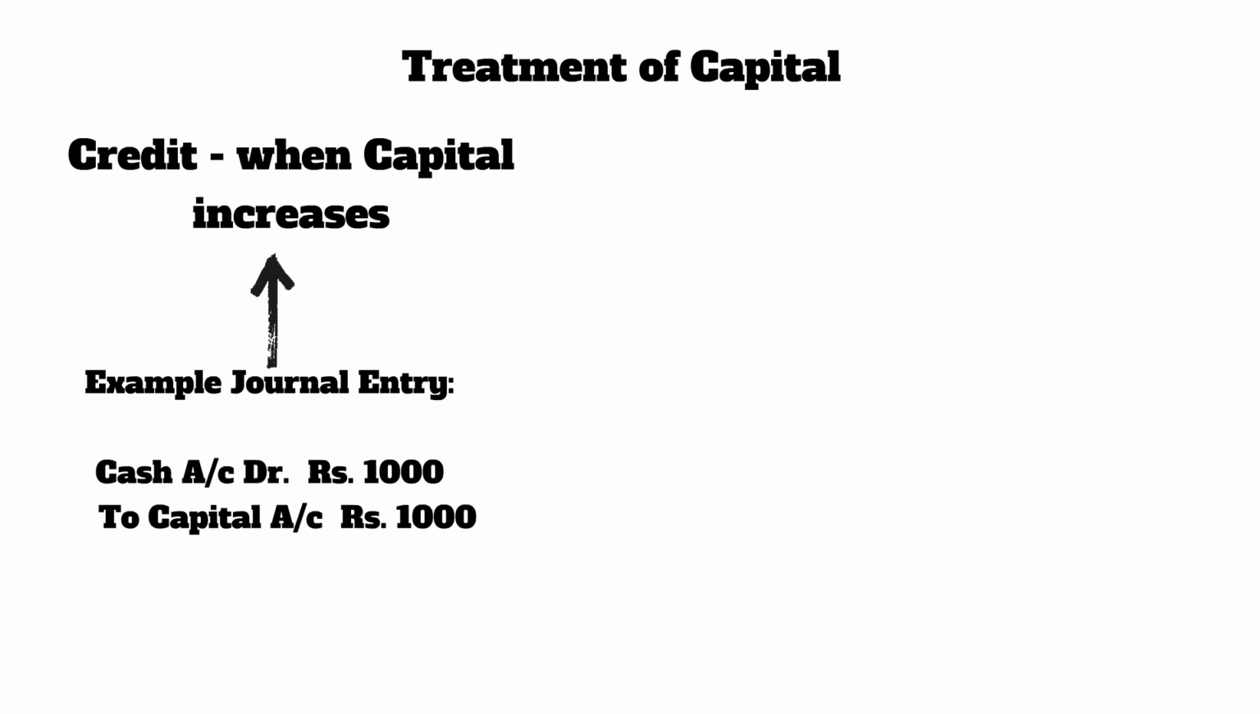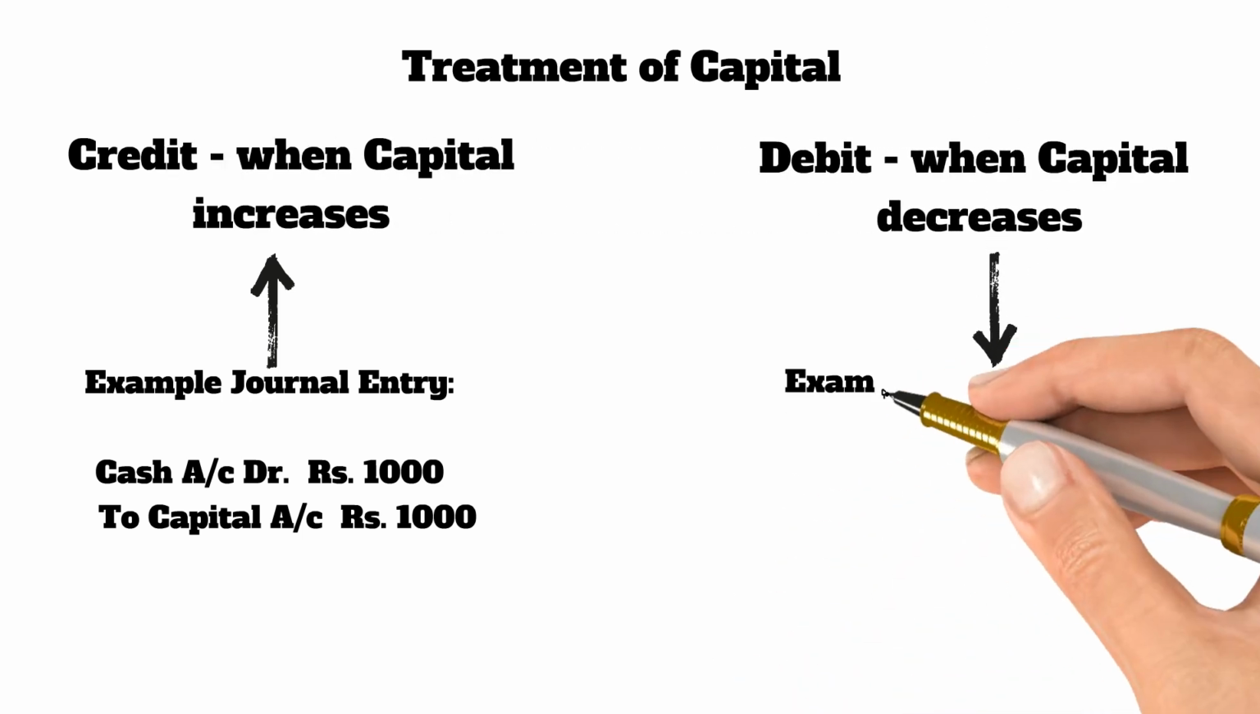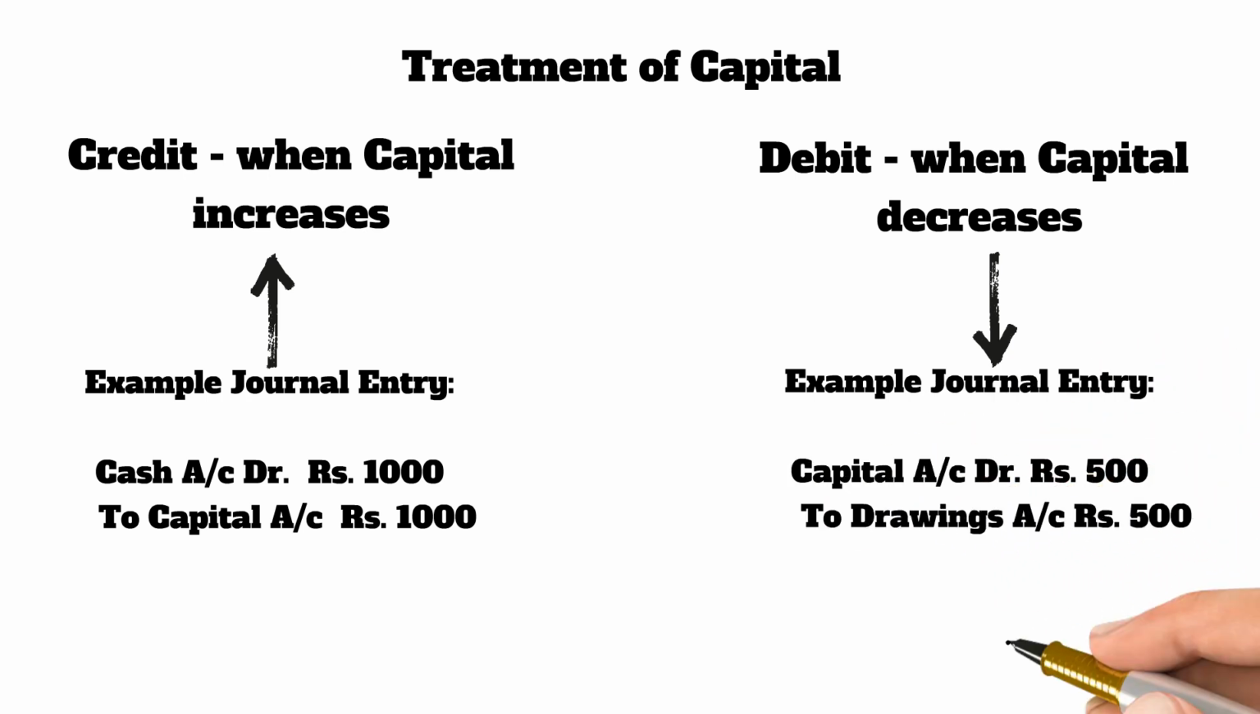But the accounting treatment of capital is debit when capital decreases. So here is an example journal entry for that. Capital account debit rupees 500 to drawings account rupees 500. This particular journal entry we will get to understand in better detail in the upcoming videos. But this is a logic that you must remember.